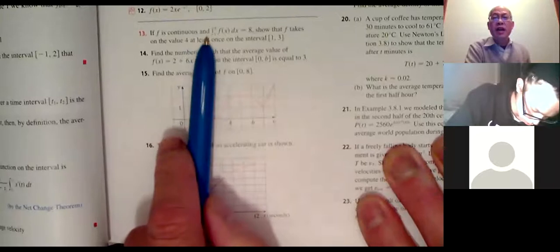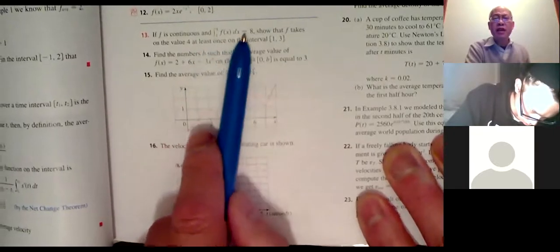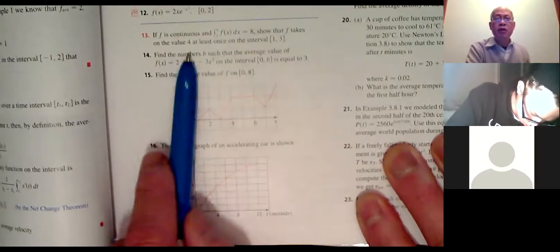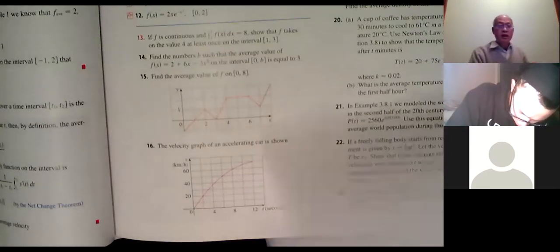F is continuous, and the integral from 1 to 3 of f of x dx is 8, so that f takes on the value 4 at least once on the interval from 1 to 3. That's really just using the mean value theorem. Let me show you what that's about. Let me get a separate piece of paper for that.